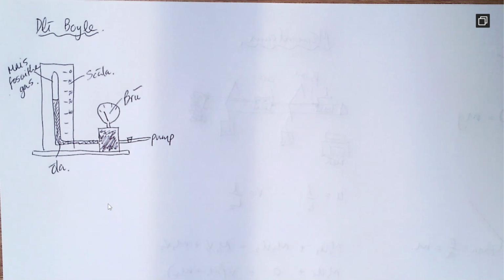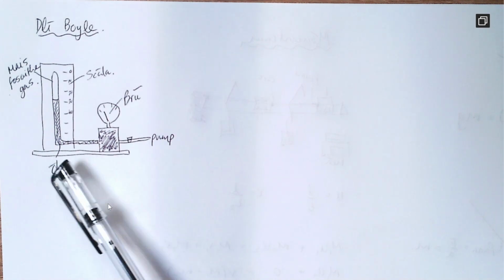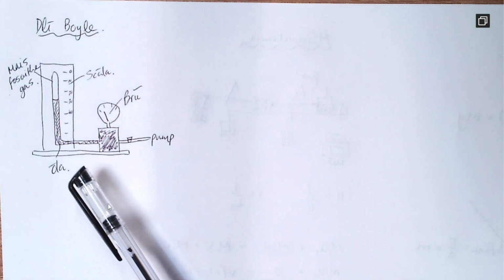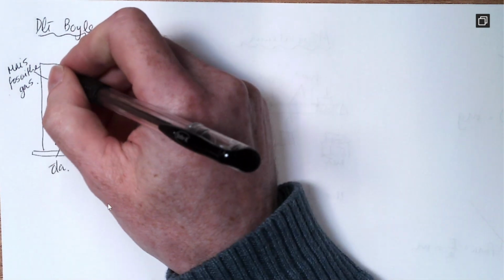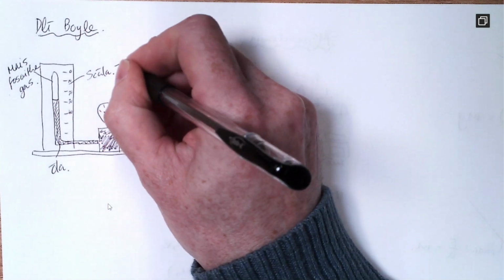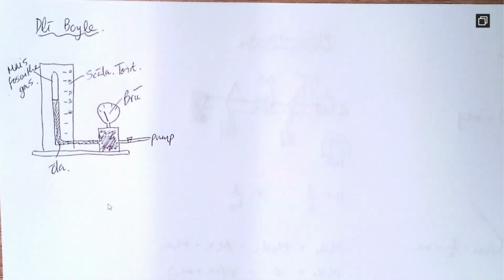Right, now Boyle's law. Adam, go for it. What's Boyle's law? The scale shows the volume. So obviously Boyle's law brings together pressure and volume for a fixed mass of gas.